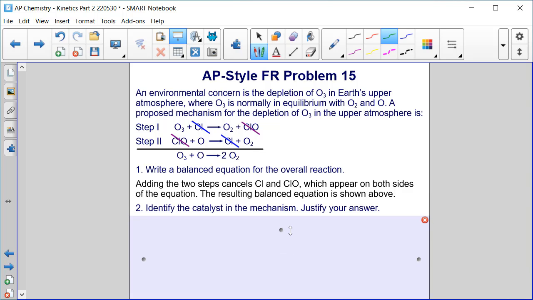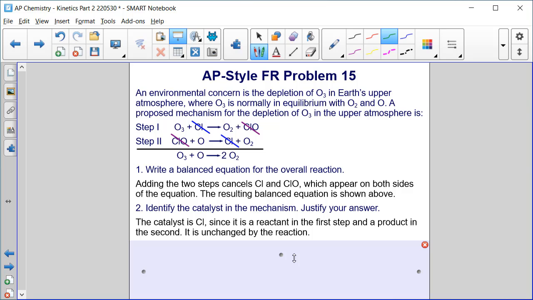Identify the catalyst in the mechanism. So a catalyst first appears as a reactant and then in a future step shows up as a product. So the catalyst is Cl, since it is a reactant in the first step and a product in the second. It is unchanged by the reaction.